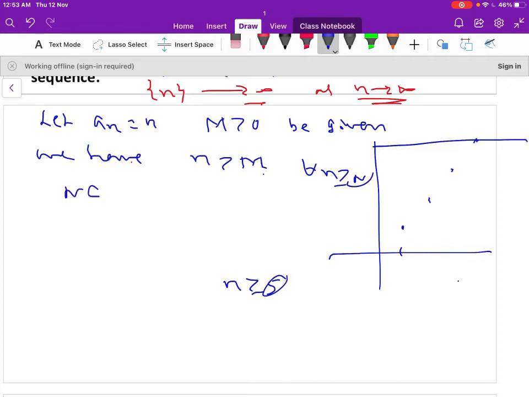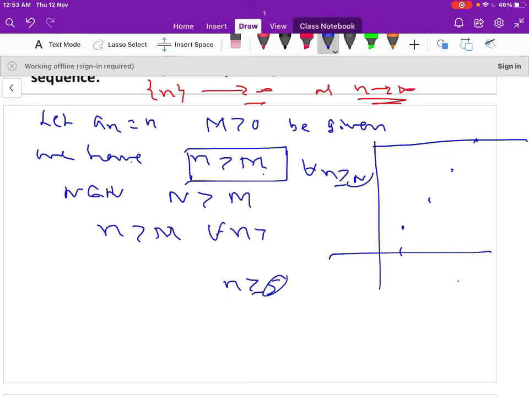So let us choose N belonging to the natural numbers such that N is greater than M. From this we can observe that n is greater than M for all n greater than or equal to capital N. Therefore, the sequence n diverges to infinity and the sequence is a divergent sequence.